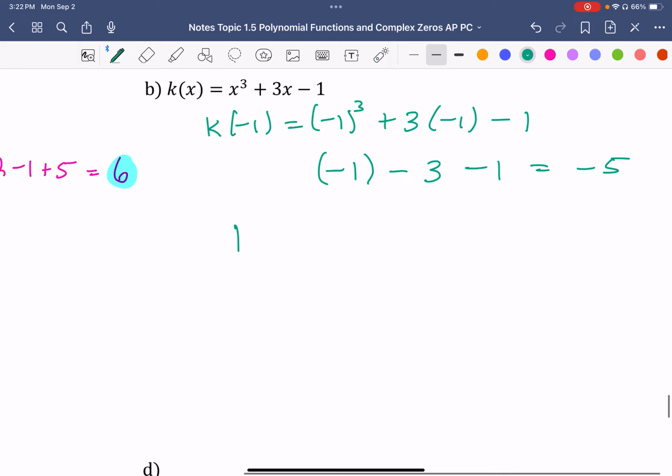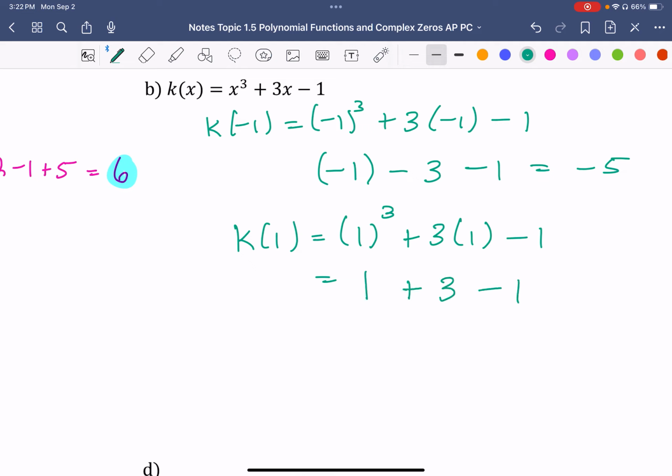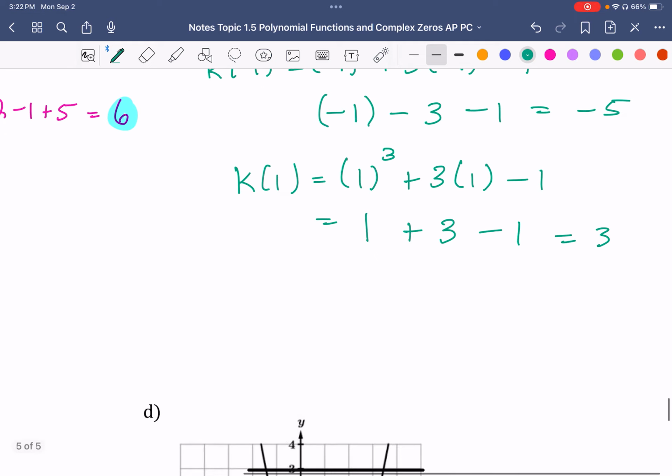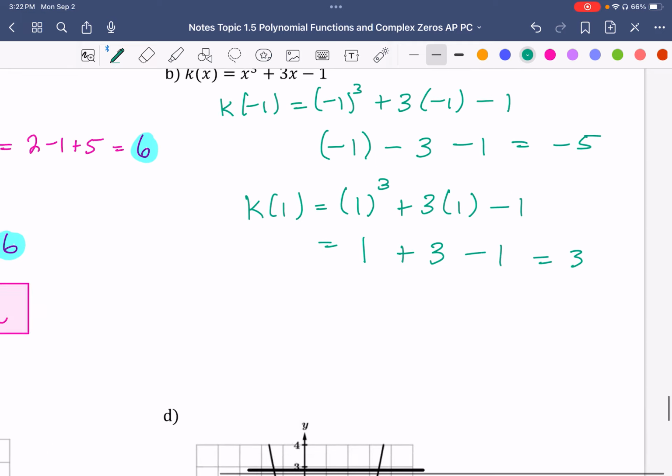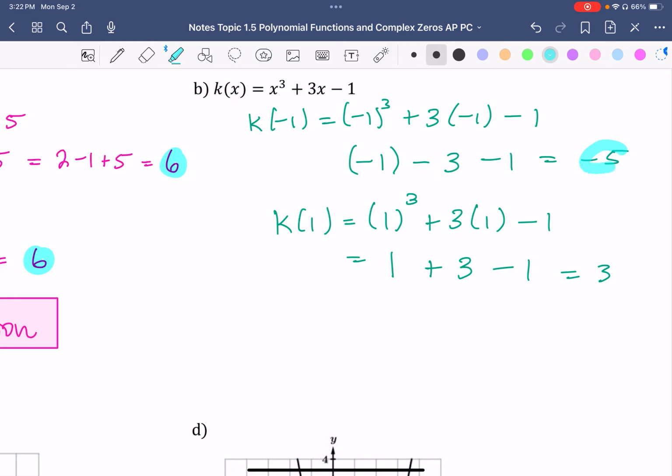Okay, now let's plug in +1. We got 1 cubed plus 3 times 1 minus 1. 1 cubed is a positive 1. 3 times 1 is 3 minus 1. 1 plus 3 is 4. Sorry, I meant 4 minus 1 is 3. I was already looking at the answer. My bad. All right, so you see how we have a negative 5 and a 3?